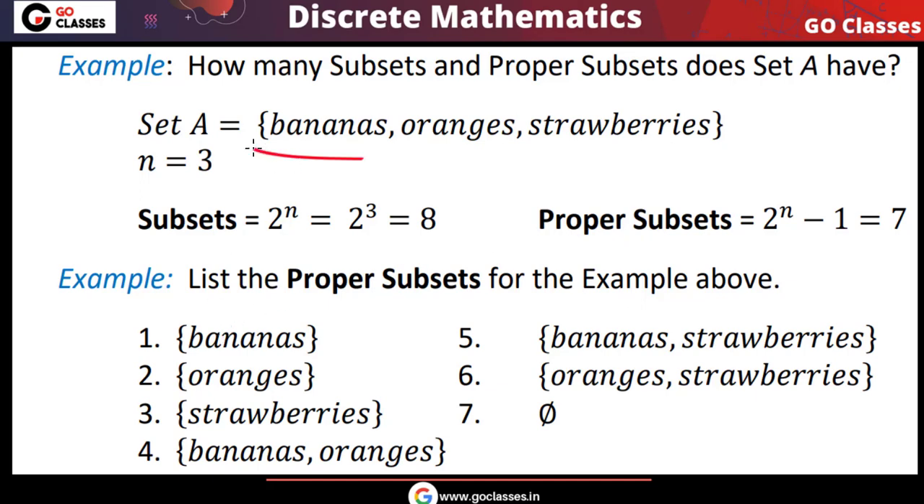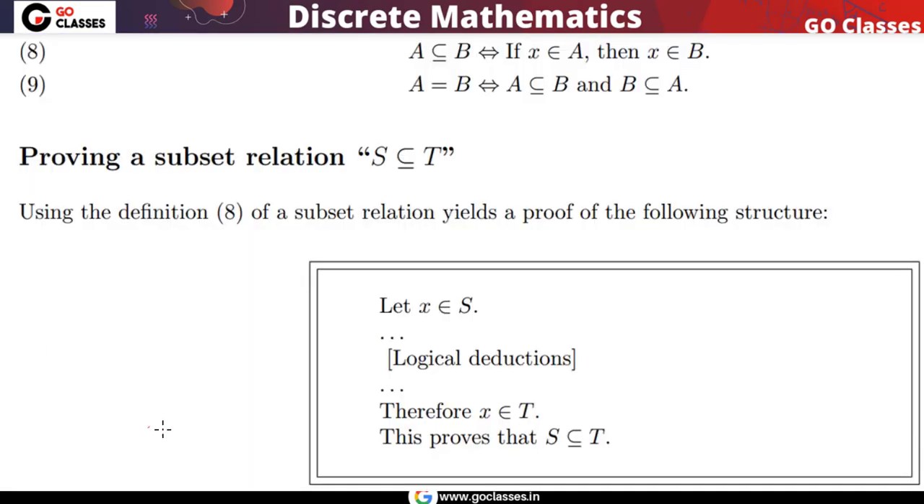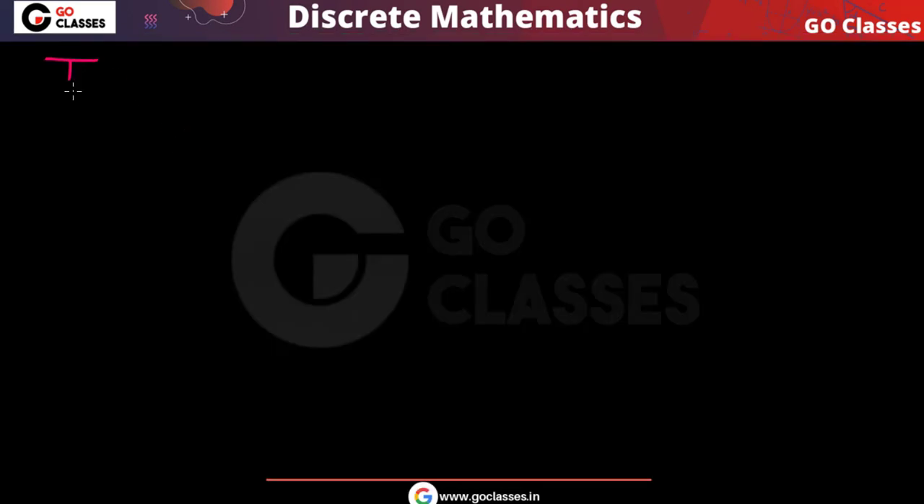So for example, for this set the proper subsets are these 7 are the proper subsets of set A. Now let's see, if you want to prove that S is a subset of T, then how to do that? So this is the idea. If you want to prove that S is a subset of T, then what you need to do?